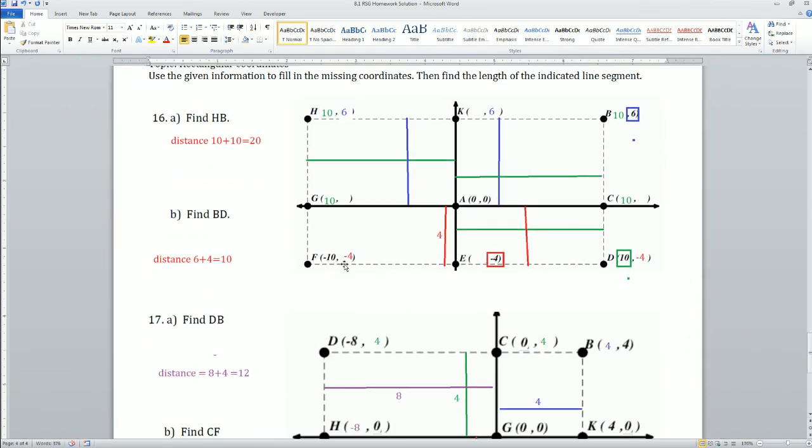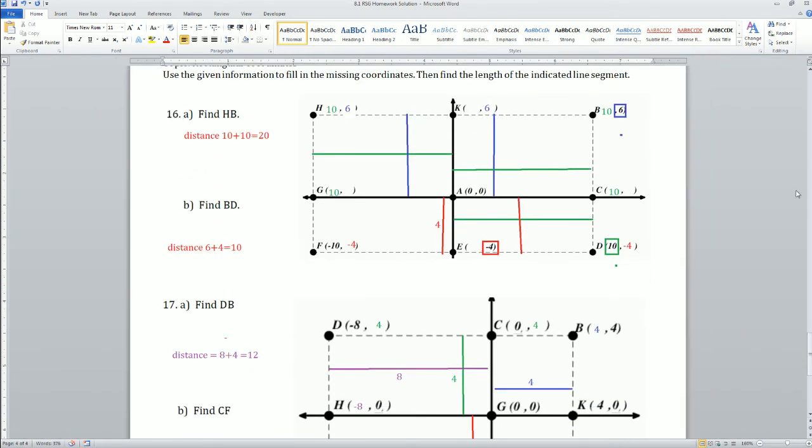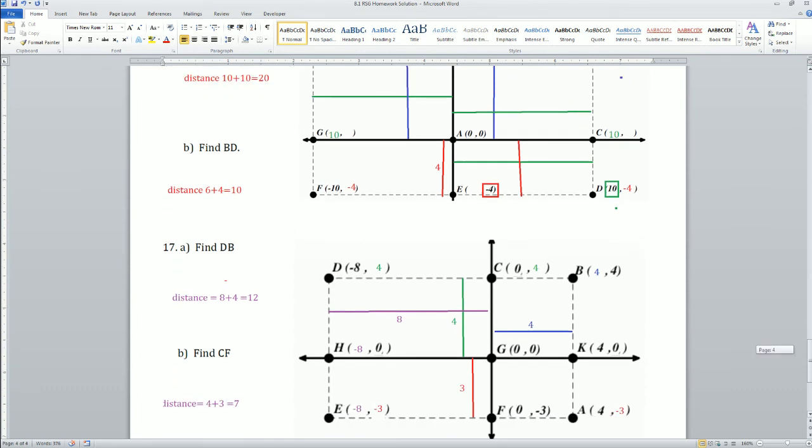Okay, there you go. If you want to see 16 and 17 in all its steps, make sure you draw those lines so you can see the distance. Okay, but there you go. Those are all your homework solutions for the 8.1 Ready Set Go.